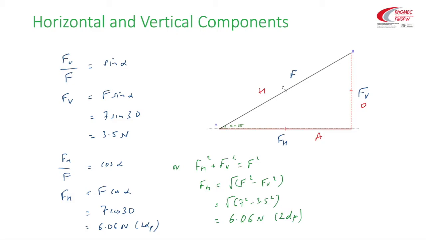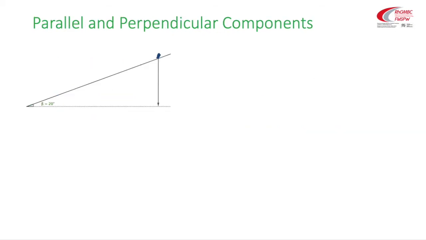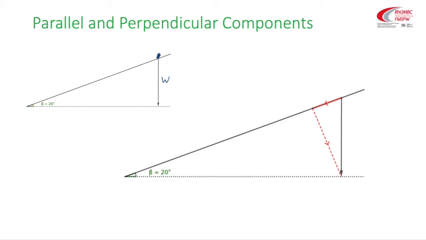So moving on, we also sometimes have to deal with parallel and perpendicular components. So if we have an object on a slope, for example, so that's that blob, and there is a force on it which is its weight, so I've called that W, and that's acting vertically downwards of course. So as before, we might want to split this into components. This time they are parallel to the plane and perpendicular to the plane. So I've labelled them W parallel and W perpendicular.